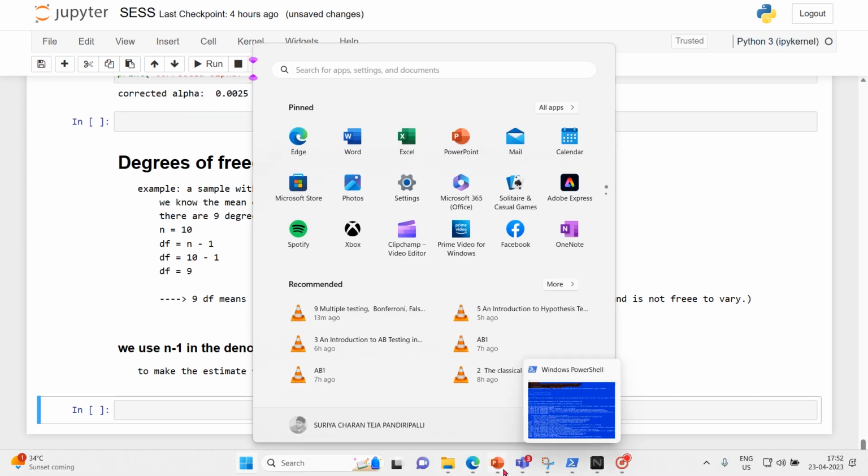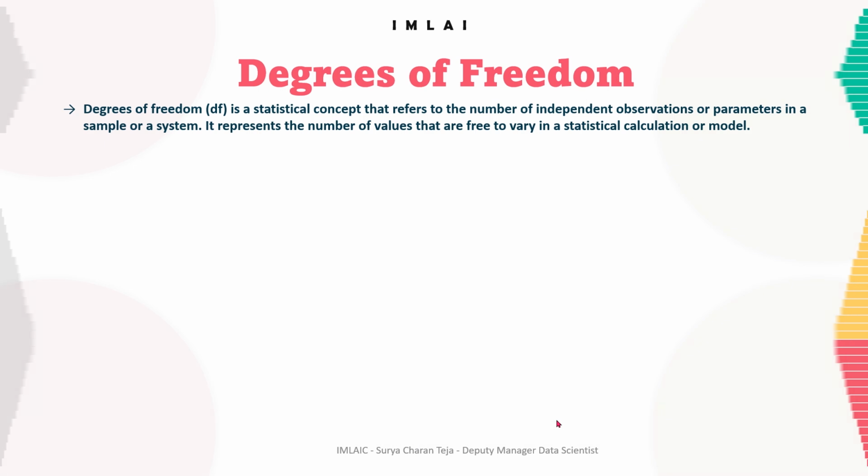Okay, so that's the story behind using n minus 1. So let's get back. As we have discussed earlier, degrees of freedom is a statistical concept that refers to the number of independent observations or parameters in a sample or a system, and it represents the number of values that are free to vary in a statistical calculation. In a statistical calculation, always remember, it's pretty simple.